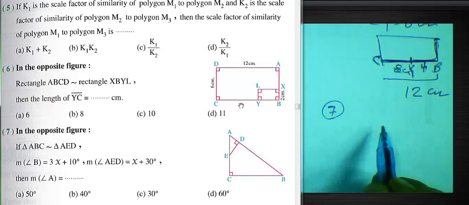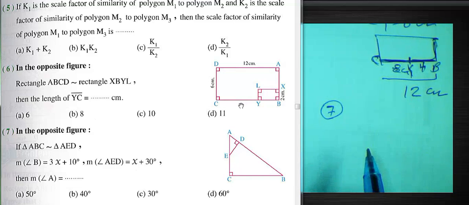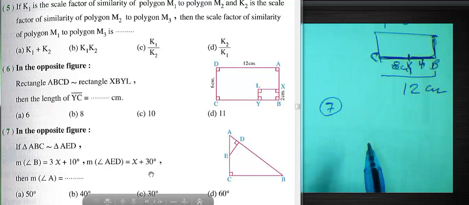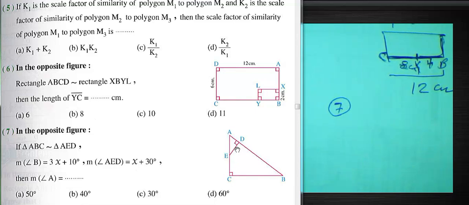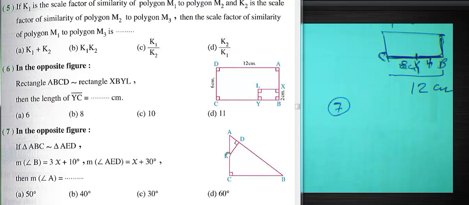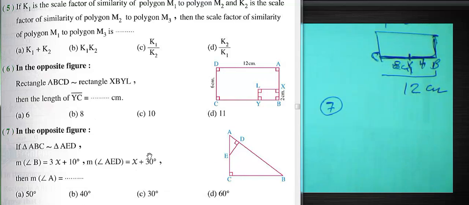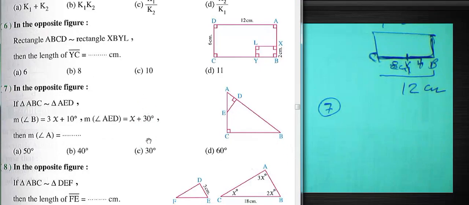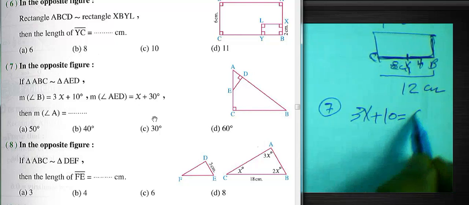In the opposite figure, if triangle ABC is similar to triangle AED, the measure of angle B equals 3x plus 10, and the measure of angle AED equals x plus 30. Look here. The measure of angle B equals the measure of angle AED because we have similarity between the two triangles. So the measure of angle E equals the measure of angle B. So we can write 3x plus 10 equals x plus 30.